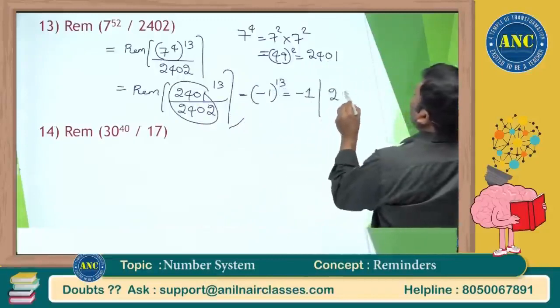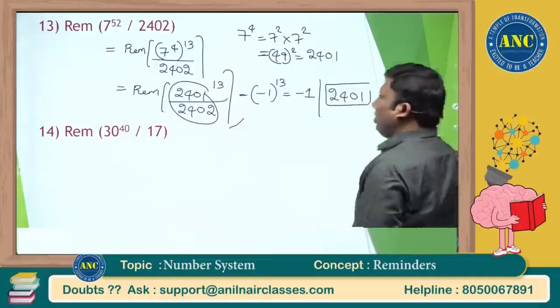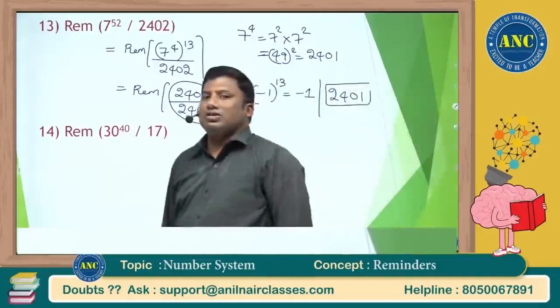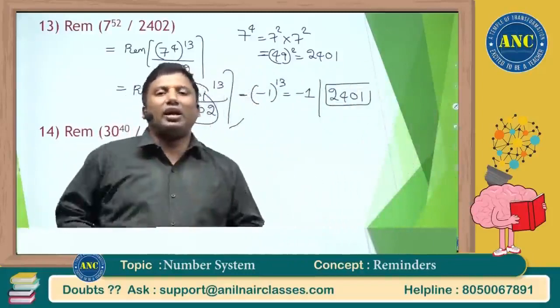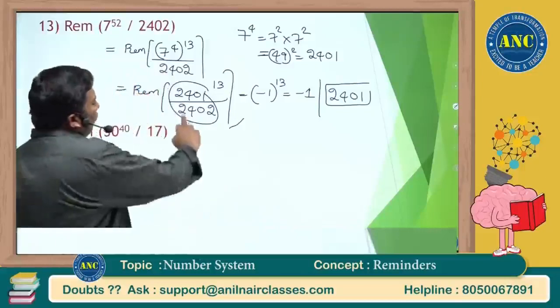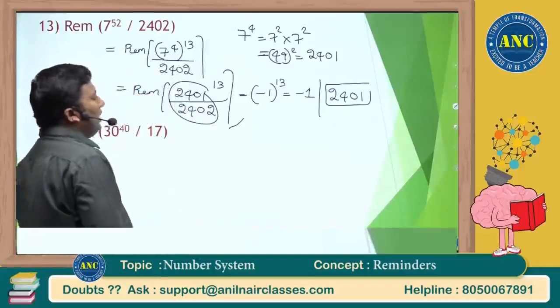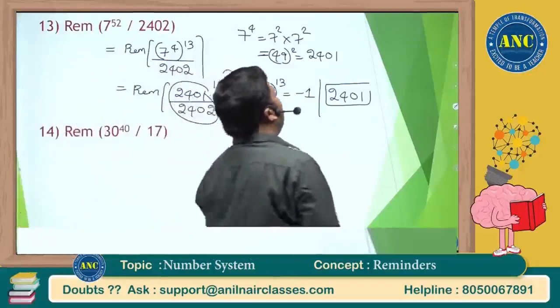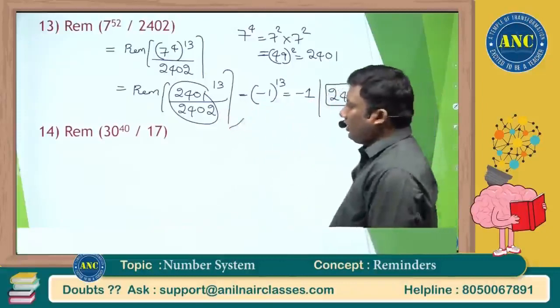If you got a negative remainder, add it with the denominator to get the positive remainder. 7 power 4 is 7 square into 7 square. 7 square is 49. 49 square is 2401. So 2402 ones are 2402. Negative remainder is minus 1. Minus 1 power odd is minus 1. If you got a negative remainder, add it with the denominator.